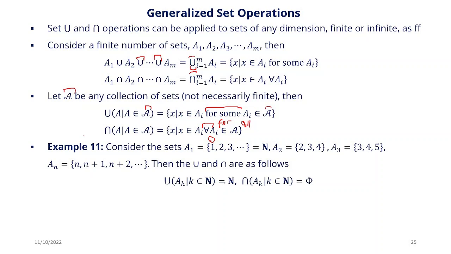The union of Ak for k in N is equal to N. So if we say A1 is 1, 2, 3 all the way down, then we have 3 and 4. See, 3 and 4 is already inside A1. A3 is already inside A1. And even An is already inside A1. No matter what n you put here, it's still in the set of natural numbers. So the union is the set of natural numbers.